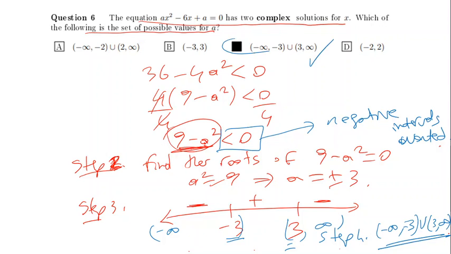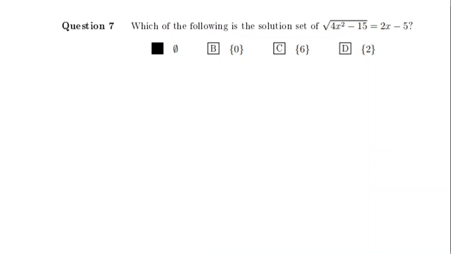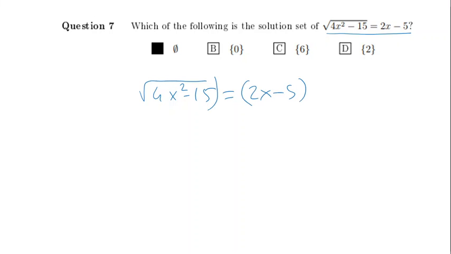So this is what we have in question 7. Which of the following is the solution set of this? Now let's look at this function. So basically, if we have a square root on one side, then we try to take the square of both sides.